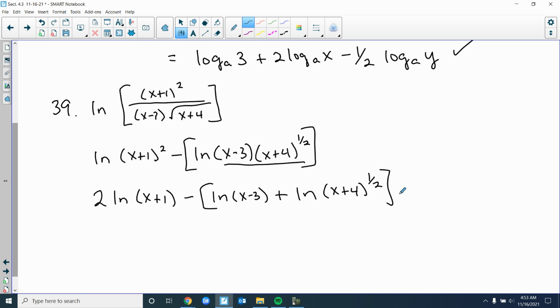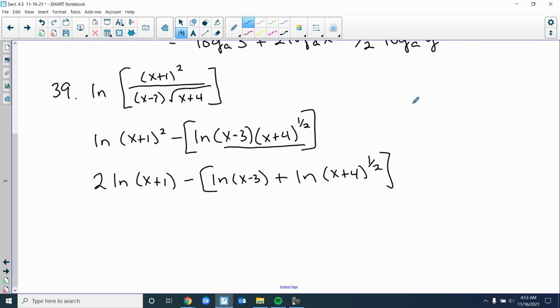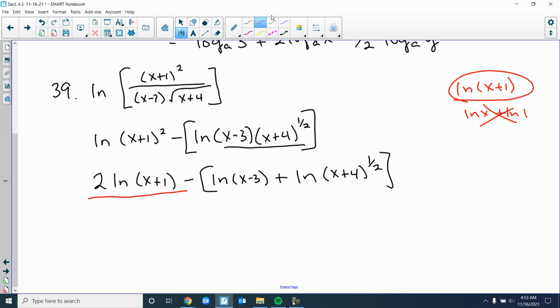Now, I don't want to have these parentheses when I can simplify in my final answer. Natural log of x plus 1, you cannot do anything with a sum. You cannot split that apart. You have to leave that. That does not equal natural log of x plus natural log of 1. You have to be careful there. You just have to leave that. So that means we're done with that. That is 2 natural log of x plus 1 minus natural log of x minus 3. And I'm going to go ahead and distribute this negative, and this becomes minus 1/2 natural log of x plus 4.